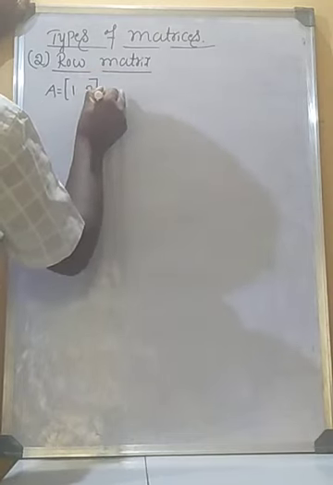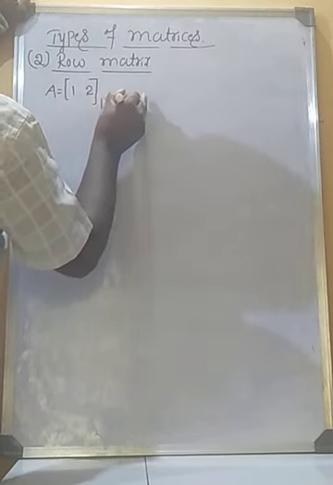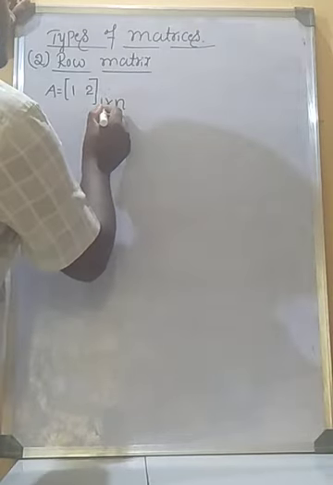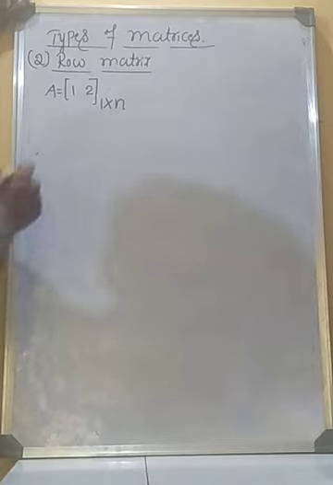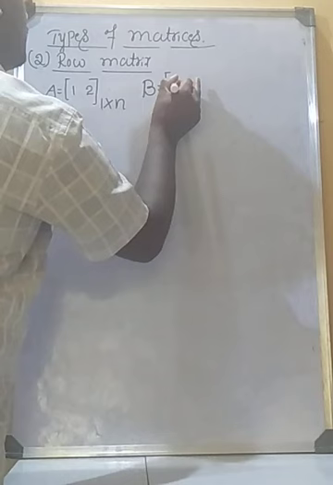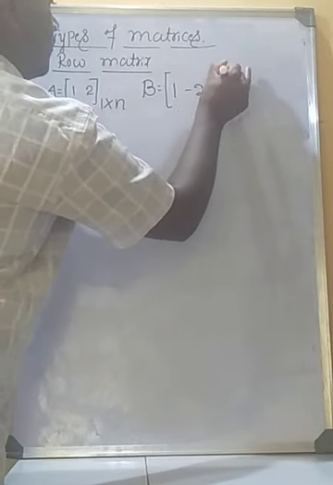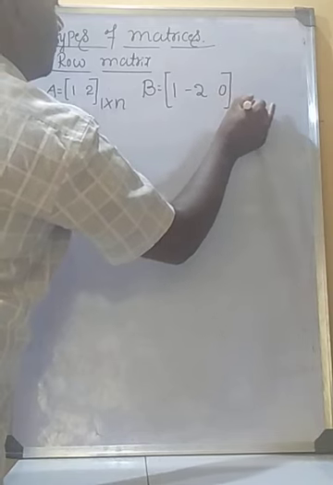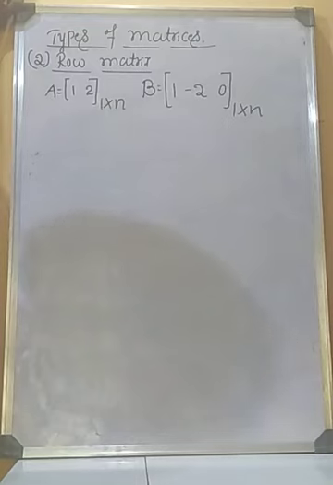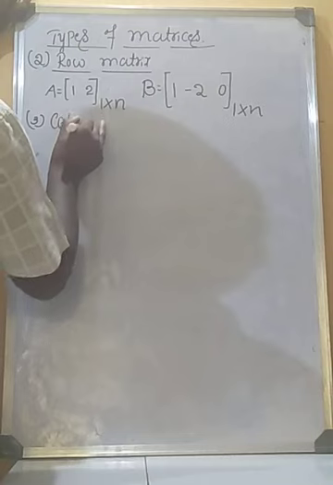What is the order of this matrix? 1 cross n. The order of a row matrix is 1 cross n. Similarly, one more example, matrix B is [1 -2 0]. Order of this matrix is 1 cross n. It's a row matrix.